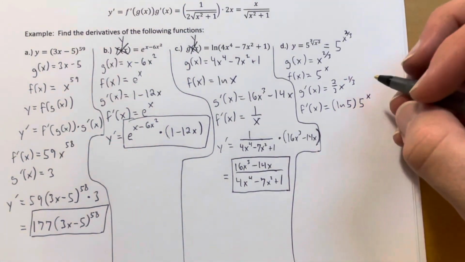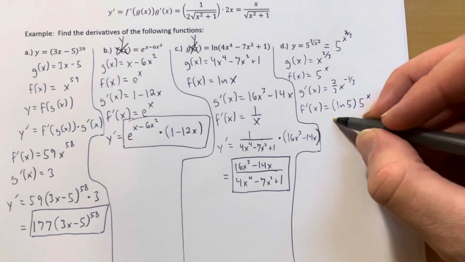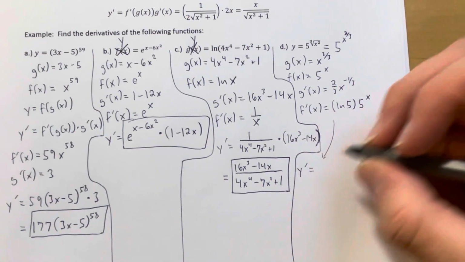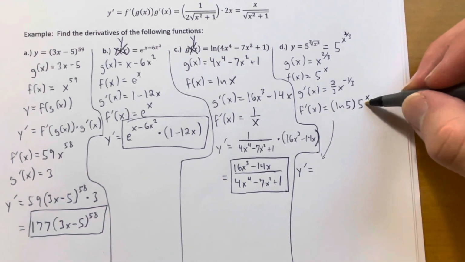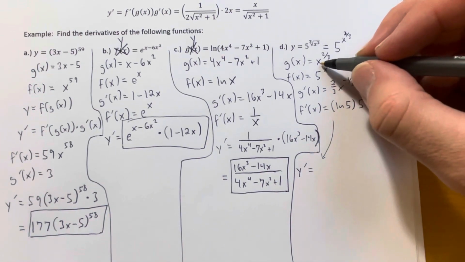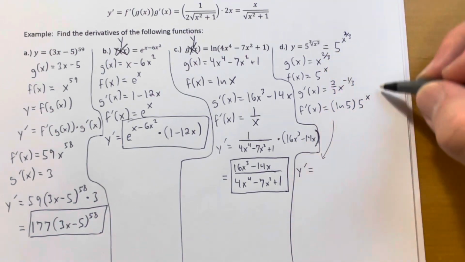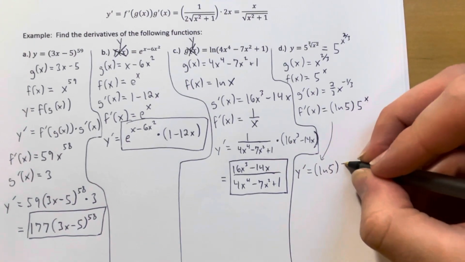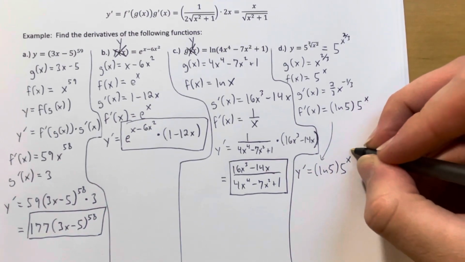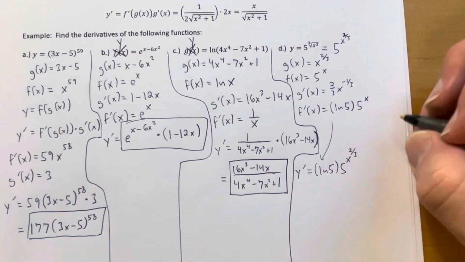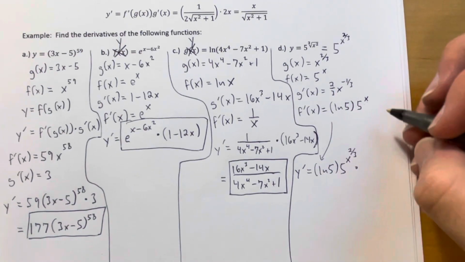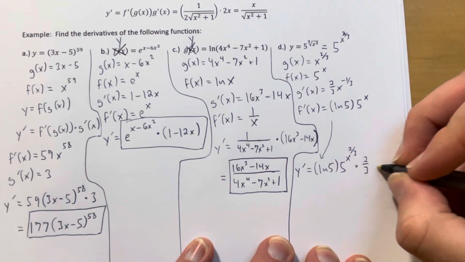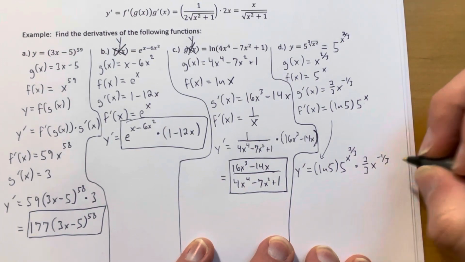Let's put things into the chain rule. I have more space down here, so I'm going to go down here. What is y prime? Well, it's f prime of g of x. So I'm going to take x to the 2/3 power, plug it in for the x here, so that I get natural log of 5, 5 to the x to the 2/3. Then I multiply that by this g prime right here. So that's 2/3 x to the negative 1/3.